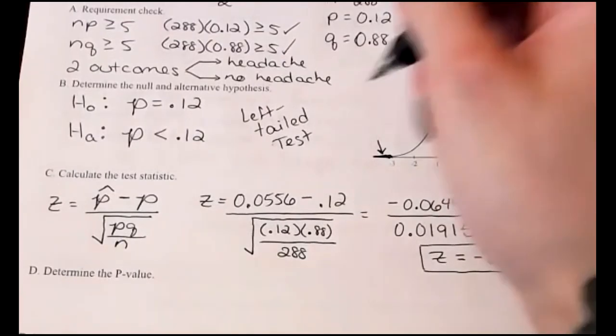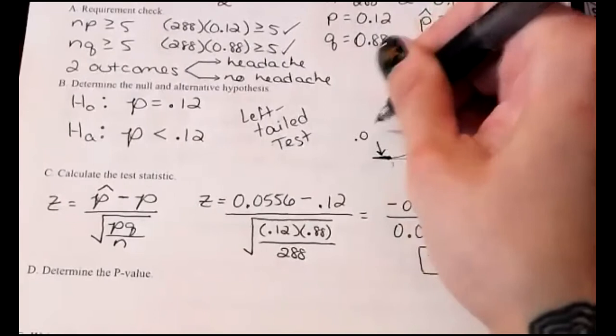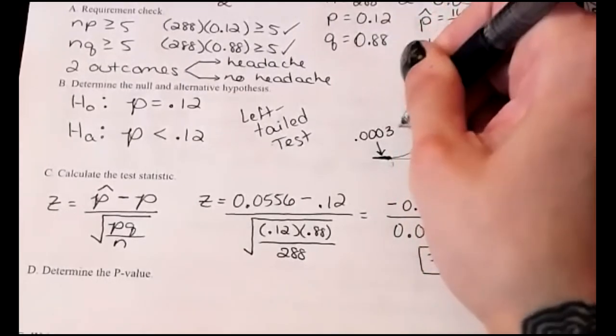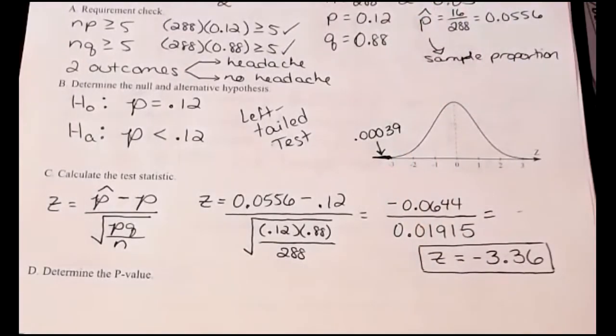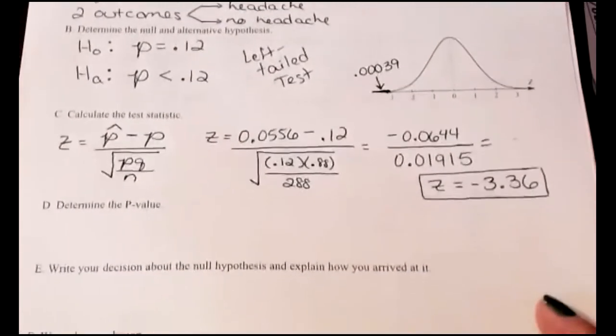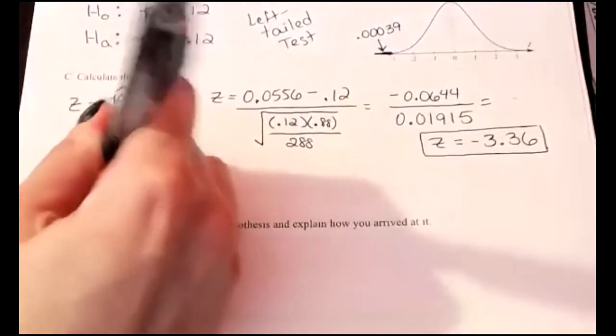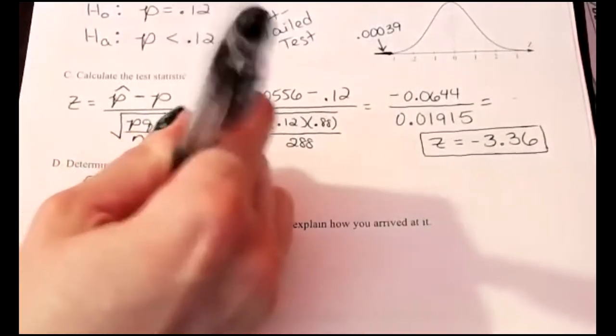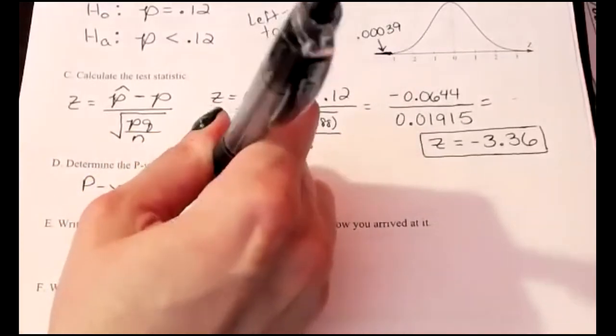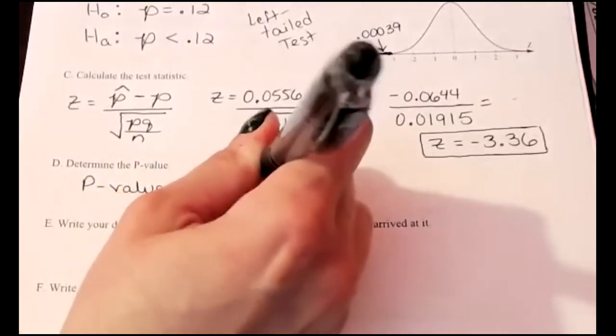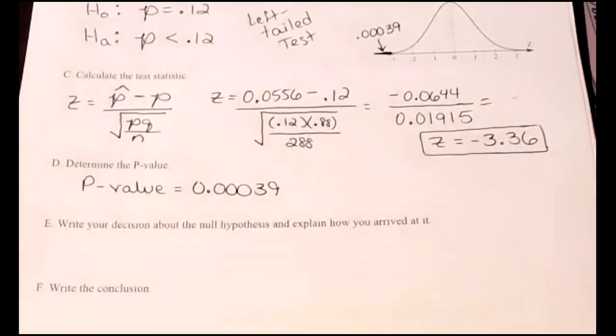0.00039. Awesome. Beautiful. That is a negative 3.36 on the table. That is your p-value. That's your probability, p-value probability. So I'm going to write that here. P-value is equal to 0.00039. Yes, exactly.